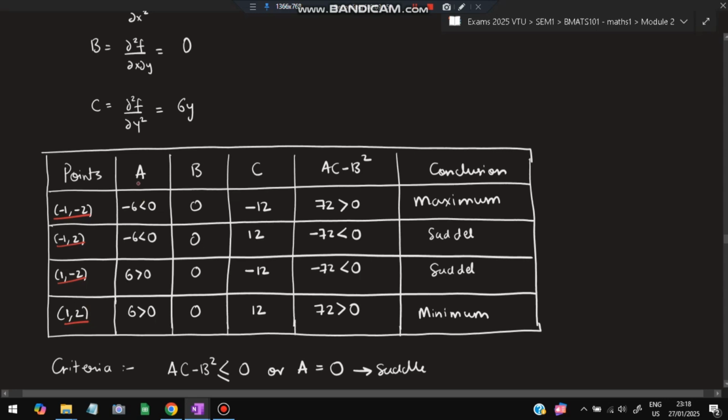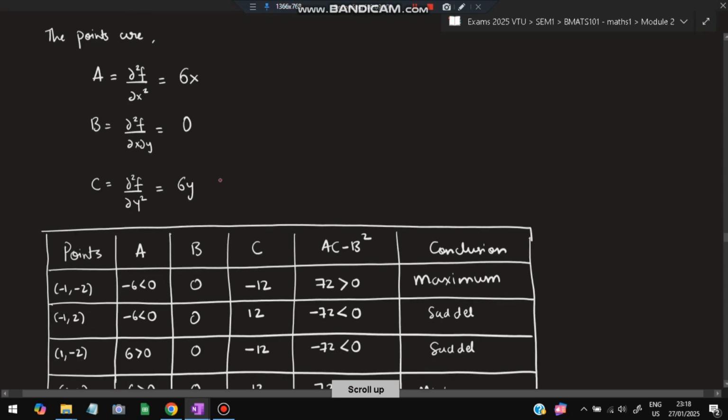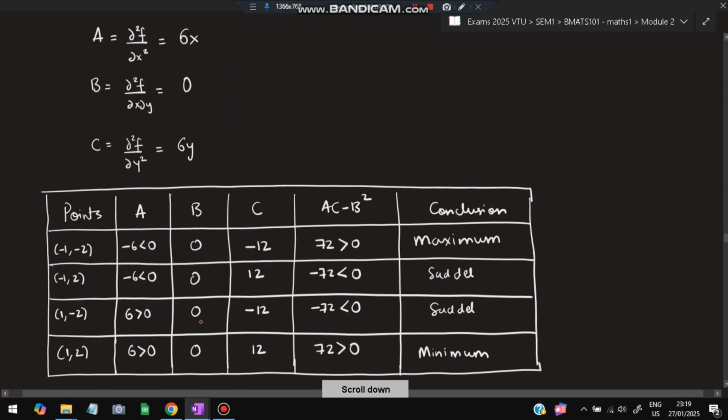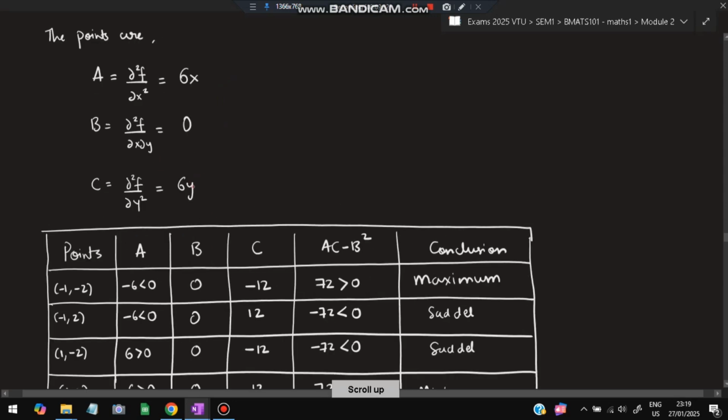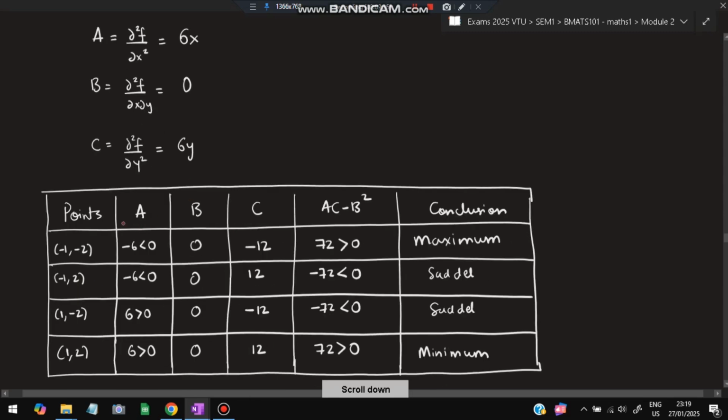After that you'll find out the a, b, c values by substituting the x and y values in these equations. Here only the x value is there, so you'll substitute the x value as minus 1 here. If you substitute minus 1, we'll get minus 6, which is less than 0. B also we will substitute, b is 0, so we'll keep it as 0 only. And c also, we'll substitute the value of y, minus 2, so minus 2 into 6 is minus 12. We have got the values of a, b and c. Find out ac minus b square, you'll get an answer here. Keep all these answers the same, means keep them as such.